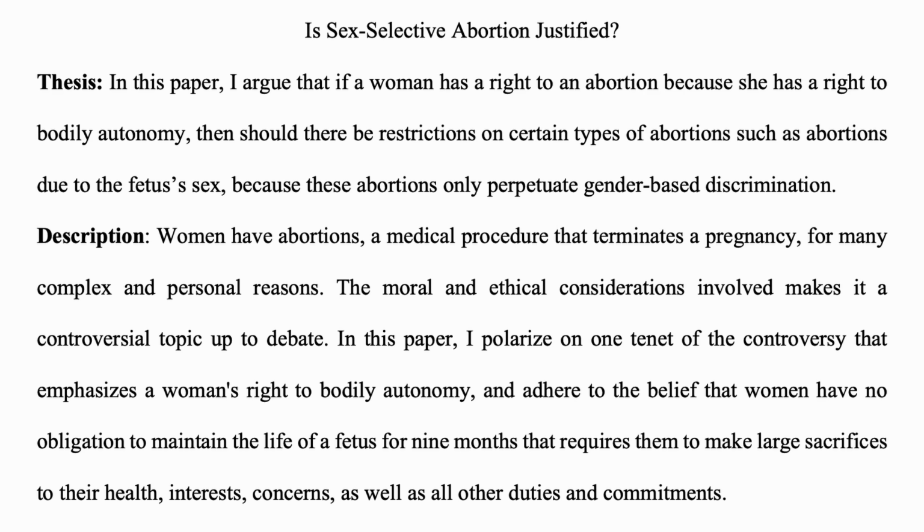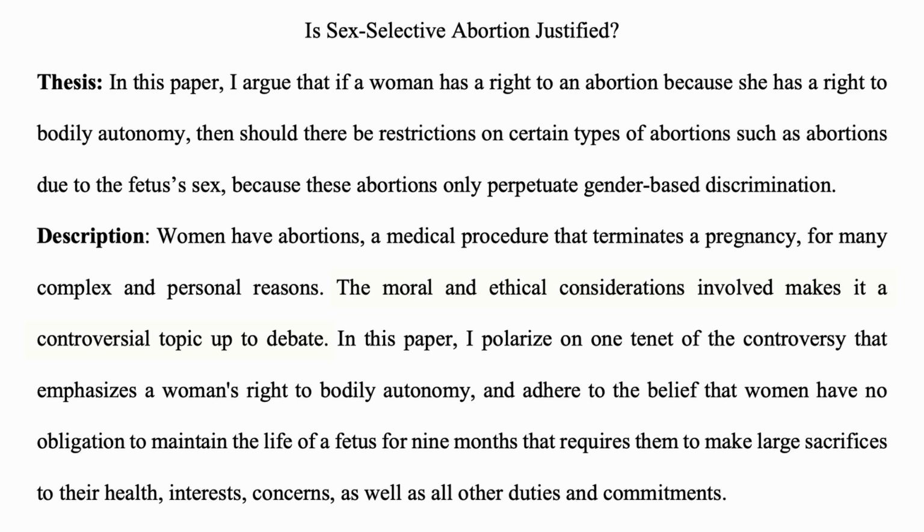Women have abortions, a medical procedure that terminates a pregnancy, for many complex and personal reasons. The moral and ethical considerations involved makes it a controversial topic up to debate. In this paper, I polarize on one tenet of the controversy that emphasizes a woman's right to bodily autonomy and adhere to the belief that women have no obligation to maintain the life of a fetus for 9 months that requires them to make large sacrifices to their health, interests, concerns, as well as all other duties and commitments.